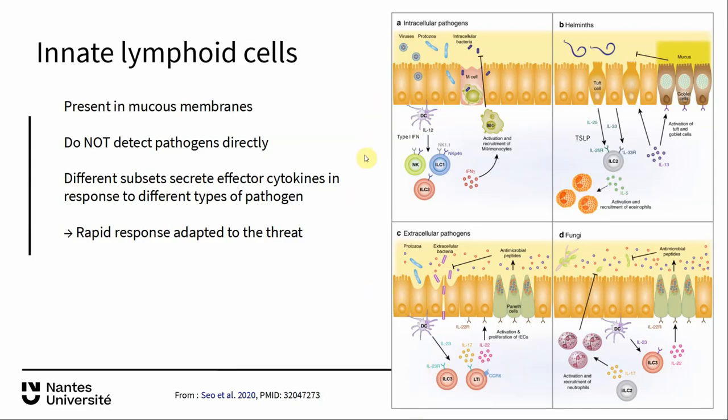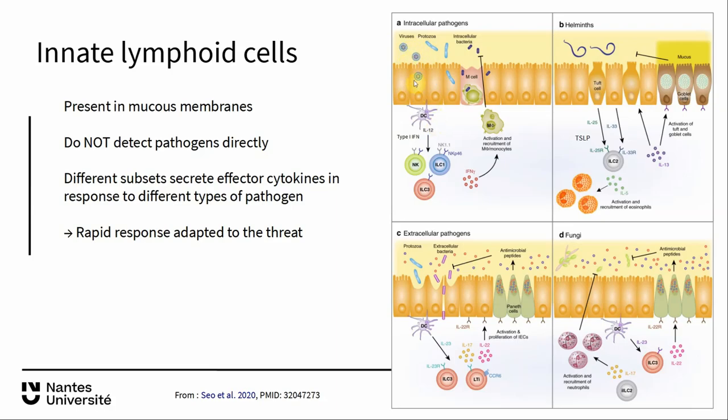So these ILCs, innate lymphoid cells, apparently don't detect pathogens directly, but they'll be activated by effector molecules that are released either by the epithelial cells in the mucosa or the mononuclear phagocytes like dendritic cells. Broadly speaking, you can consider DCs as part of the NMPs. Depending on what kind of pathogen the epithelial or the dendritic cells encounter, they'll secrete different types of cytokines.